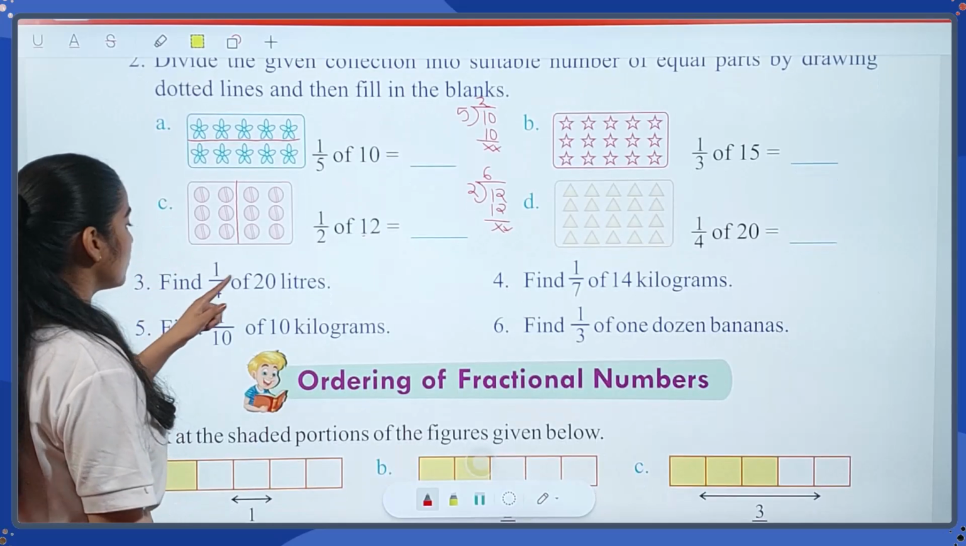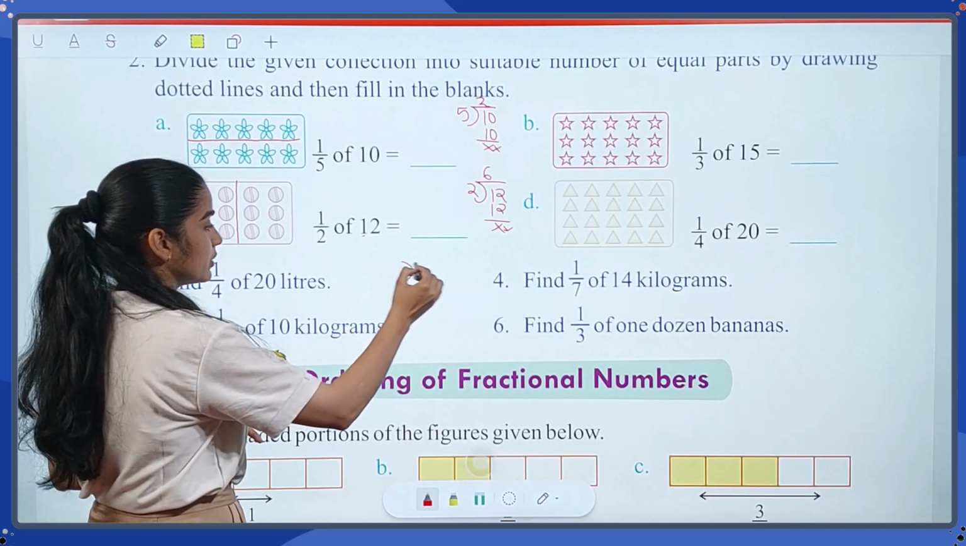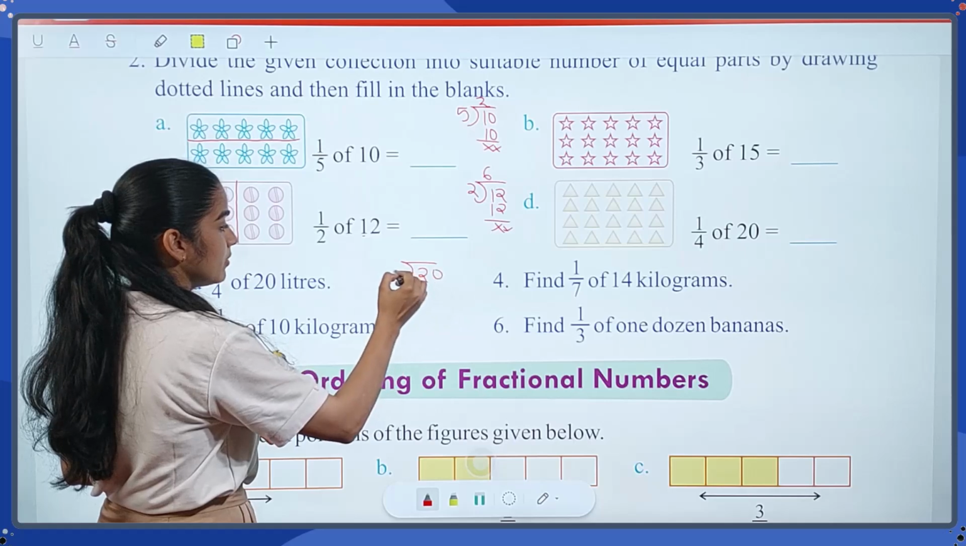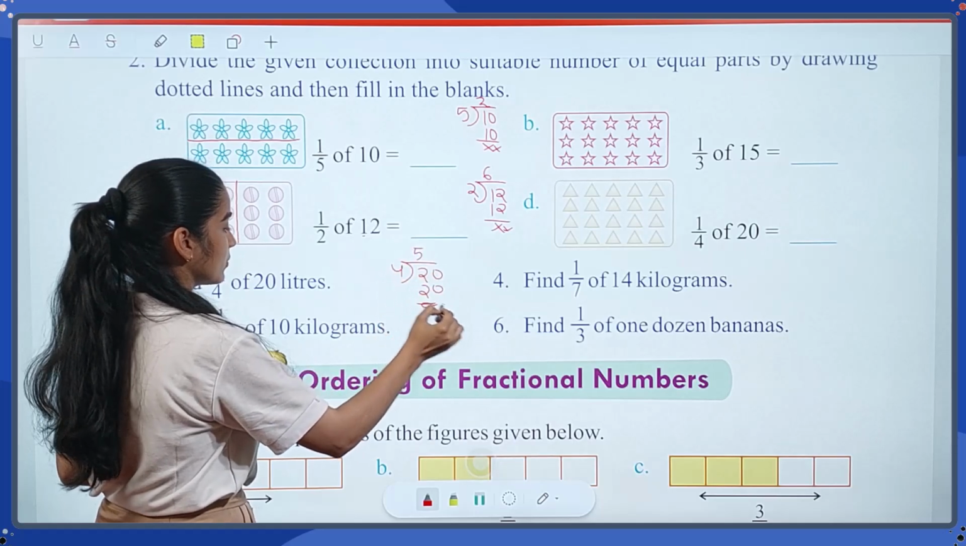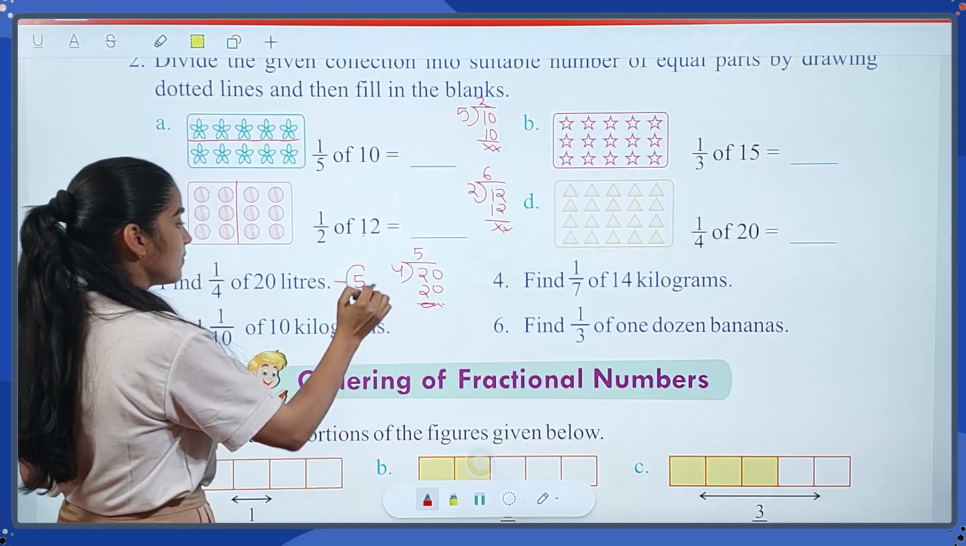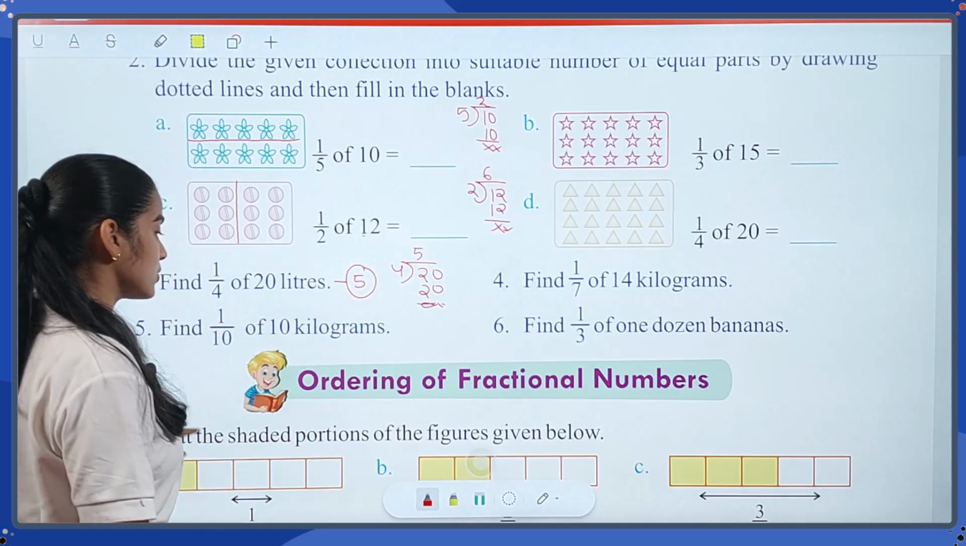Now find 1/4 of 20 liters. So you have to divide 20 by 4. You will get 5. And you can solve this. So your answer is 5. So in the same way you have to solve the rest of the questions you have.